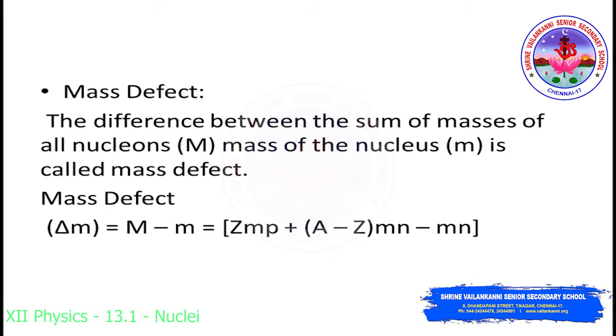So what is mass defect? The mass defect is nothing but the difference between the sum of the masses of all nucleons and the mass of the nucleus. So mass defect, as we can say, is the difference of mass: capital M, the sum of masses of all nucleons, minus small m, the mass of the nucleus, right? So we get the value as ZMp plus (A minus Z)Mn minus M. This we can see later elaborately.